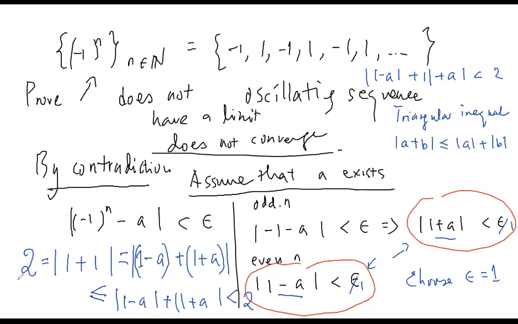And the statement that connects the left to the right is that you have 2 less than 2. Which is an absurdity, right? 2 is 2. 2 cannot be less than itself, isn't it? So you manage to derive the contradiction, and therefore the proof is complete. The assumption that the limit exists is false, and therefore the contrary is true. The limit does not exist.